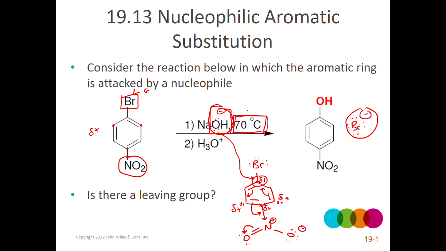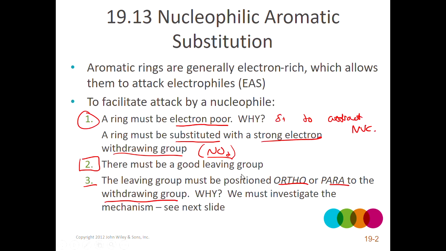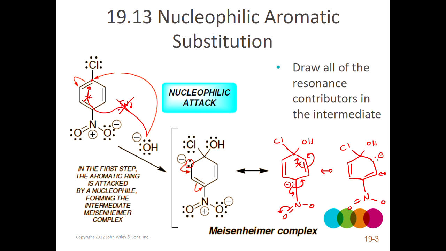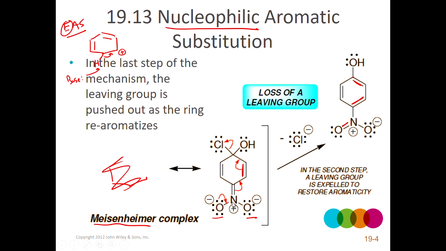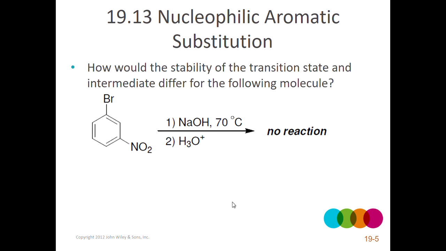Kinetically, it's a bit tricky, which is why we need this heat. Right? Because even though this first intermediate has a lot of resonance stabilization, many of the contributors have a negative on a carbon, and that's a pretty unstable situation. If you put the electron withdrawing group meta to the leaving group and try to do the same exact reaction with the same exact conditions, you don't get any product.